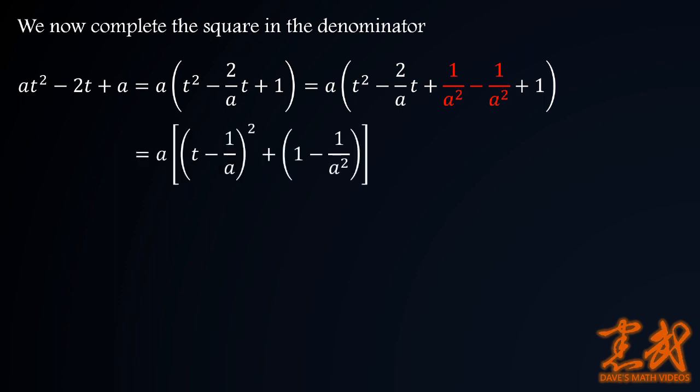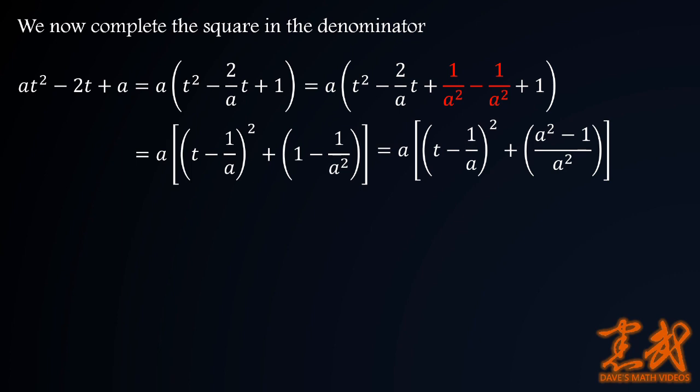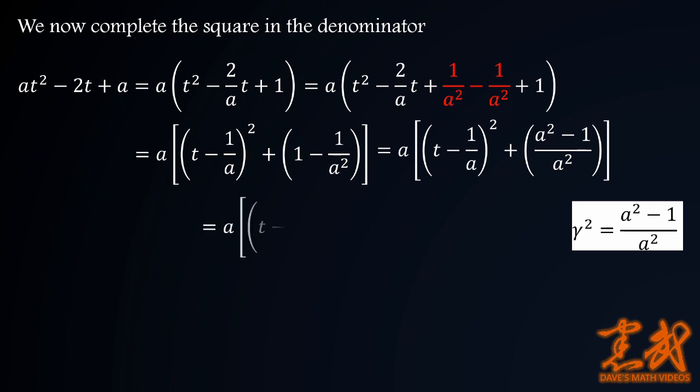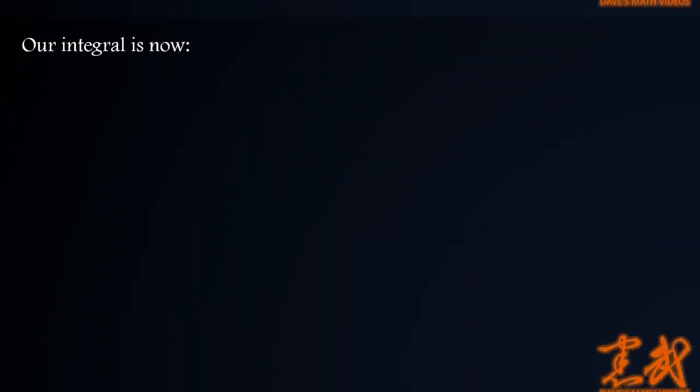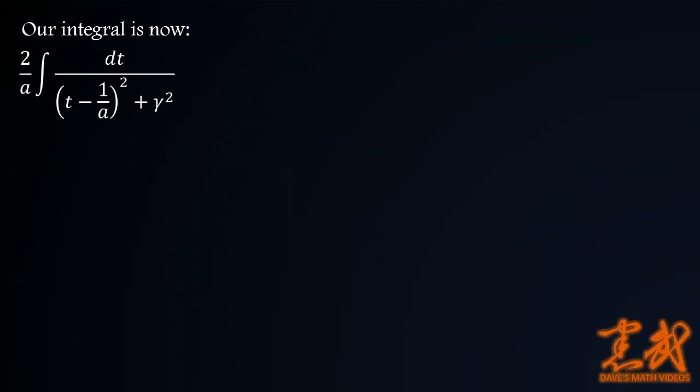This can be rewritten as a times the quantity t minus 1 over a, squared, plus the quantity 1 minus 1 over a squared. The second part of this can be rewritten as a squared minus 1 over a squared, and for the sake of brevity, I am going to make this equal to gamma squared to give us a times the quantity t minus 1 over a, squared, plus gamma squared. The integral has now been simplified considerably.